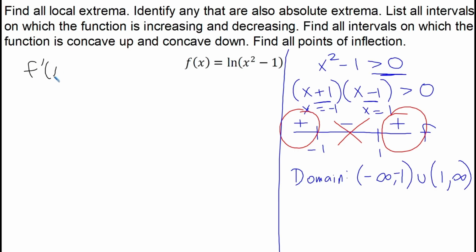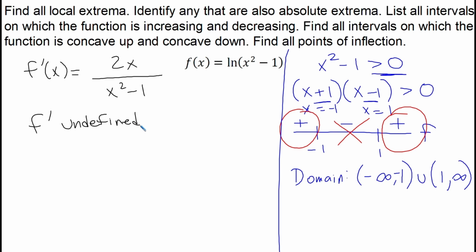So f prime of x, since this is natural log of u, is going to be 1 over u. And then we'll multiply that by the derivative of u, which will just be 2x. The values that make the denominator equal to 0, the things that make f prime undefined, are negative 1 and 1. But negative 1 and 1 are not in the domain of our function. So it's undefined never on our domain of our original function. So I don't need to worry about those. And we already talked about the fact that we're going to put those negative 1 and 1 values into our sign chart anyway, because we're going to have this big gap in the middle.